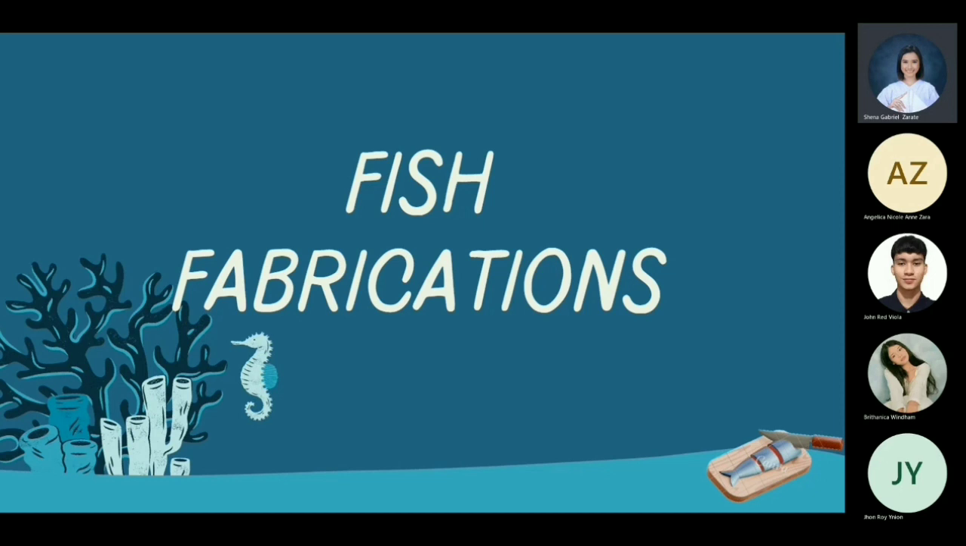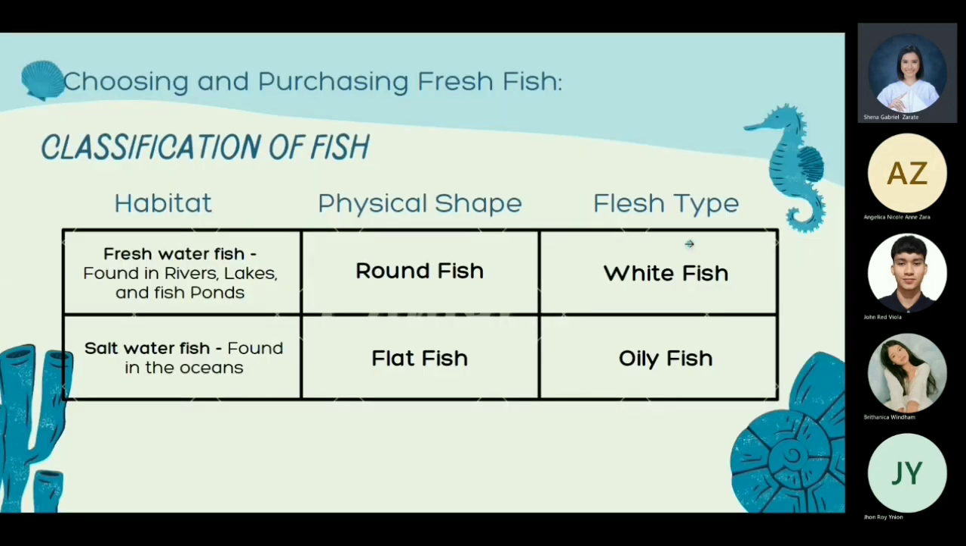Before we go to the step-by-step processes of fish fabrication, let us all know the objectives of choosing or purchasing a fresh fish, what the freshness of our food is, and what the classification of fish and their market forms are. Choosing or purchasing a fresh fish. Classification of fish. In general terms, they are divided into the following categories: by habitat, physical shape, and flesh type.